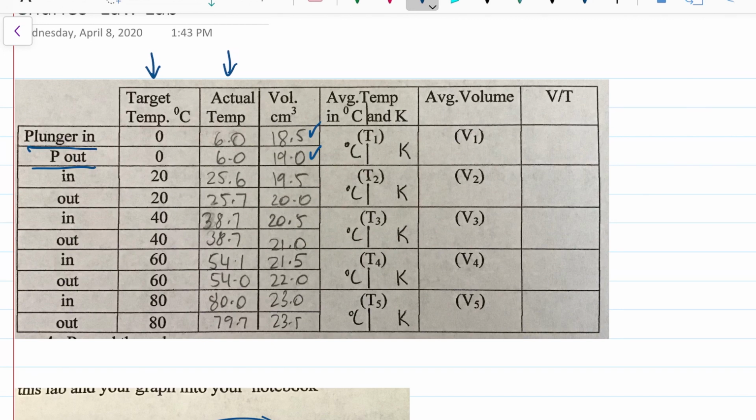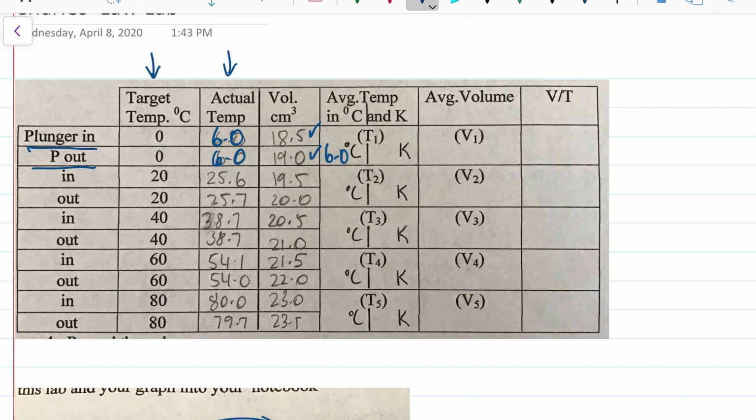Now I'm going to walk you through how to calculate the values for 0 and 20, and then your assignment is to complete the data for the rest of the table, and then we'll come back tomorrow and talk about it. Okay, so what are you going to do? First of all, we want the average actual temperature. You can see that I had 6.0 and 6.0, so my average actual temperature was 6.0.